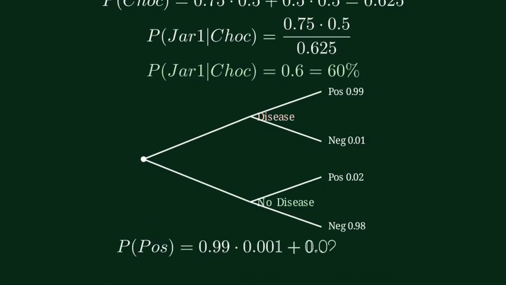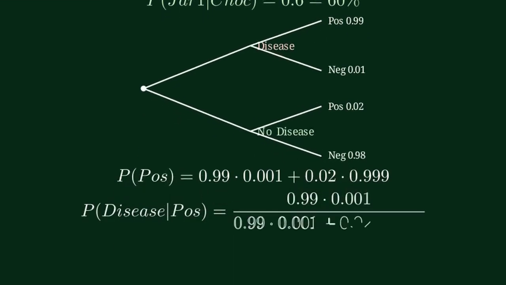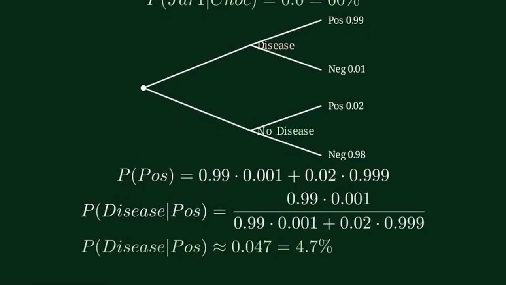Now compute the total chance of a positive test. It is 0.99 times 0.001 plus 0.02 times 0.999. Now, apply Bayes' theorem. The chance of disease given a positive test is 0.99 times 0.001 divided by that total. The final answer is about 0.047 or 4.7%.